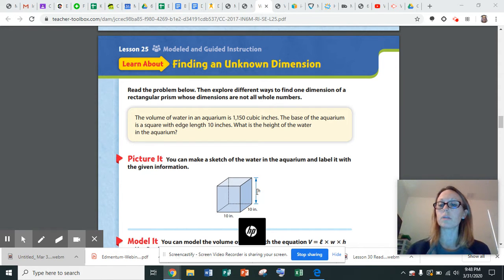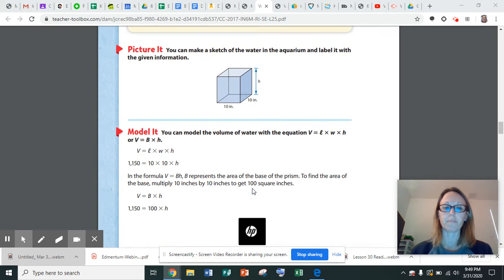So we're still using the same formula. We worked a lot with equations and being able to find an unknown number, right? So we can do this. It's not a problem. It says you can model the volume of water with the equation volume equals length times width times height, or volume equals base times height.